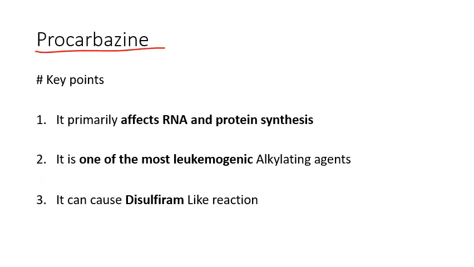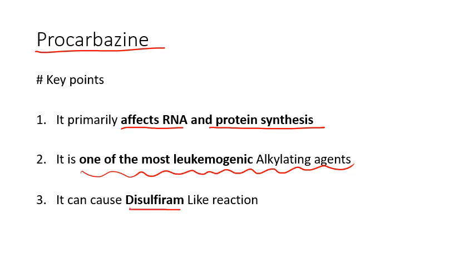Procarbazine, although it's an alkylating agent, unlike most alkylating agents, affects RNA and protein synthesis, whereas most alkylating agents have effects on DNA. It is one of the most leukemogenic alkylating agents, and a very important key point is that it causes a disulfiram-like reaction. Can you remind me of the drugs that cause disulfiram-like reaction? Yes, they are procarbazine, asparaginase, metronidazole, and there are many more.